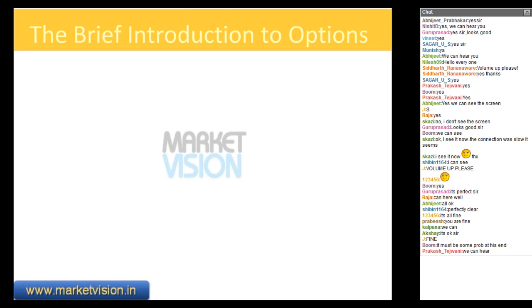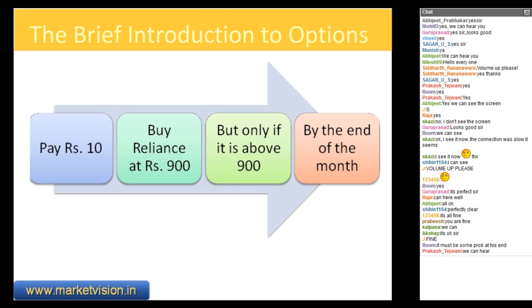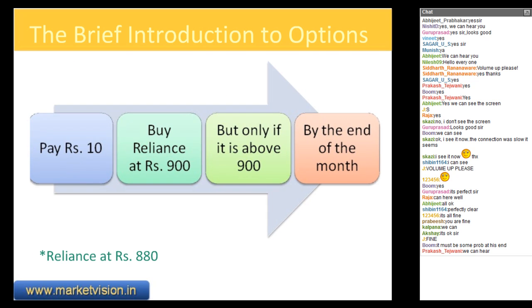Let's just do a brief introduction to options to begin with. Now, if I were to tell you that you can pay me ₹10 and I will let you buy one share of Reliance at 900 rupees, but I'll only allow you to buy it at 900 rupees if Reliance goes above 900 rupees. Below that you don't have to buy it from me, and you can do this anytime by the end of the month. So you're like saying, okay, I pay 10 rupees, so if Reliance goes to 700 from here, I won't lose anything. And if Reliance goes to 1,000, I'll make 100 rupees as profit.